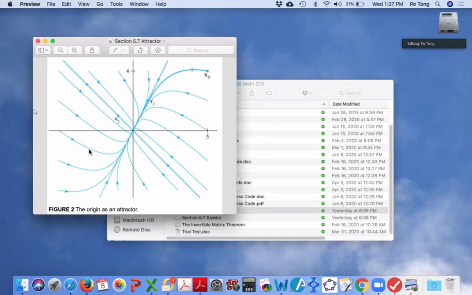You have some particle starting from some point, let's say here. If the starting point is here, as time goes on, it's going to follow this and you eventually end up here. If you start somewhere there, you follow this and you eventually end up here. If you start over there, it's kind of like the direction field that you learn in calculus too.